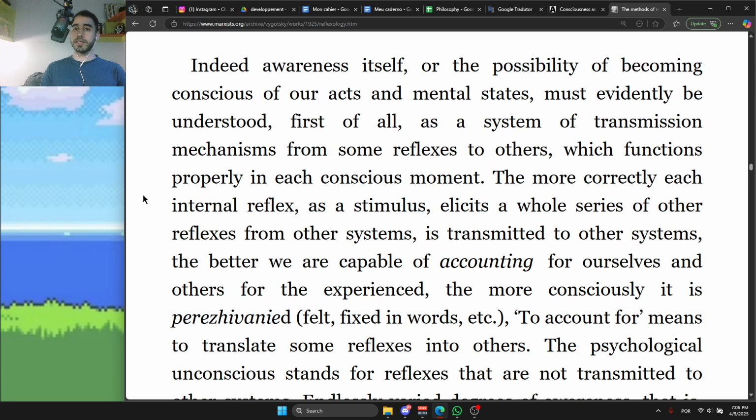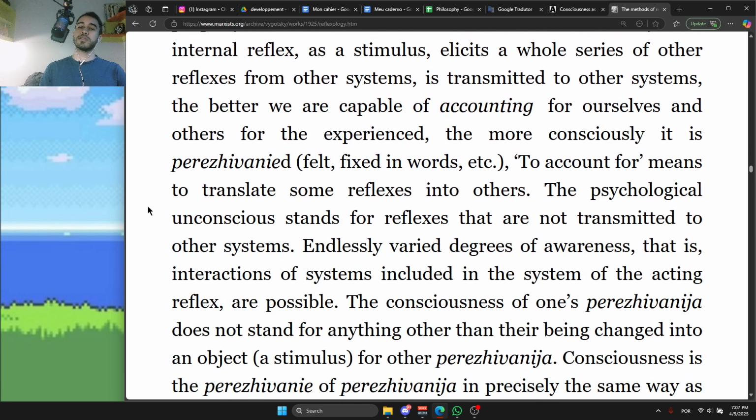Indeed, awareness itself, or the possibility of becoming conscious of our acts and mental states, must evidently be understood first of all as a system of transmission mechanisms from some reflexes to others, which functions properly in each conscious moment. The more correctly each internal reflex, as a stimulus, elicits a whole series of other reflexes from other systems, and is transmitted to other systems, the better we are capable of accounting for the experience to ourselves and others, the more consciously it is perceived, felt, fixed in words, etc. To account for means to translate some reflexes into others.